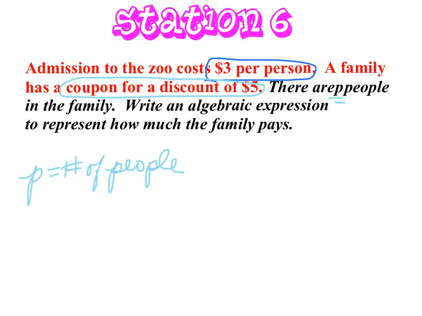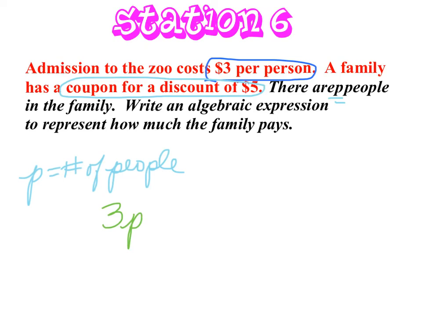The next, admission to the zoo costs $3 per person. A family has a coupon for a discount of $5. There are P people in the family. Write an algebraic expression to represent how much the family pays. I did assign P for the number of people because again they're going to charge $3 per person. Well, if the family has 5 people, it'd be 3 times 5. So it's going to be $3, and here's my per person, so 3 times P.